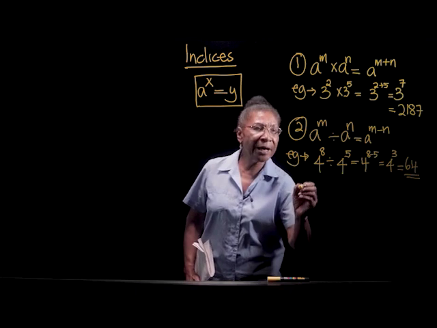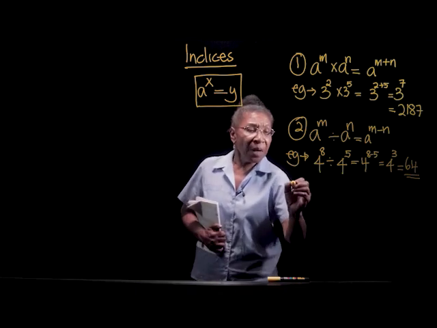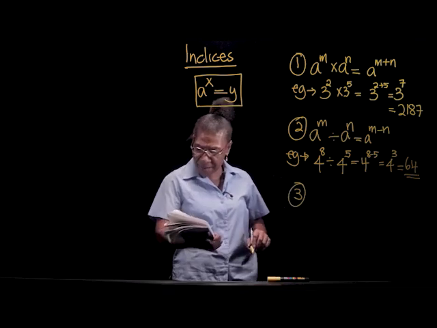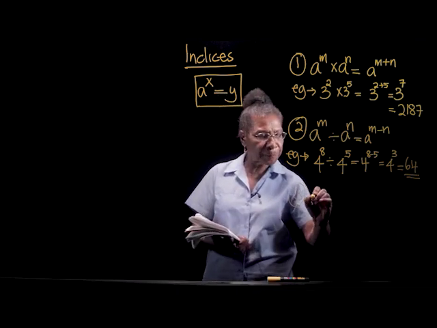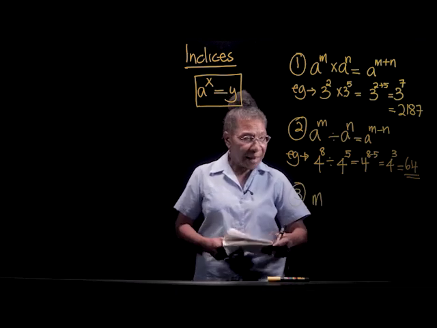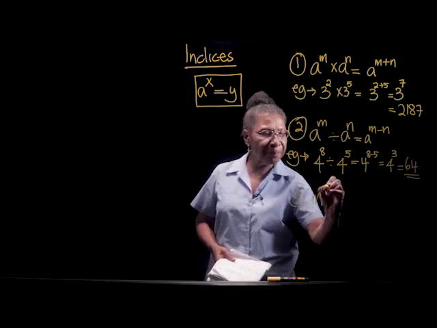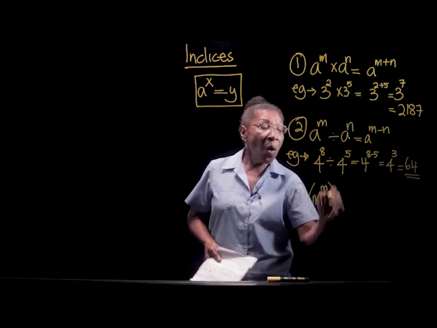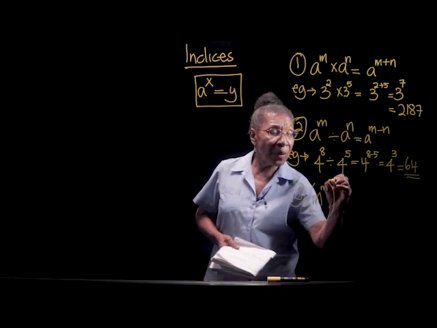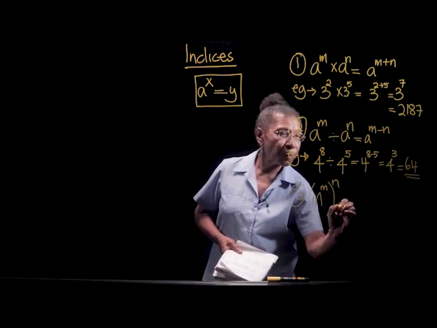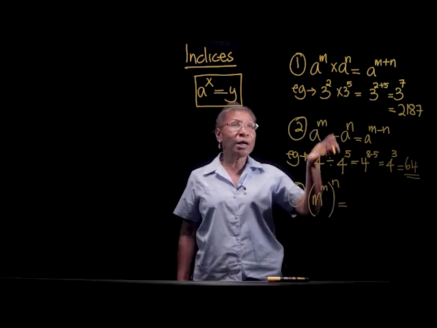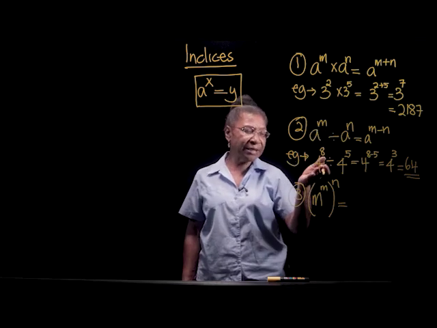Let's continue on and look at the third law. And the third law gives me, if I have a base a, and it is raised to the power of m, m is a number, so that would give me all of that raised to the power of n. We have application of indices and its rule in multiplication, in division.